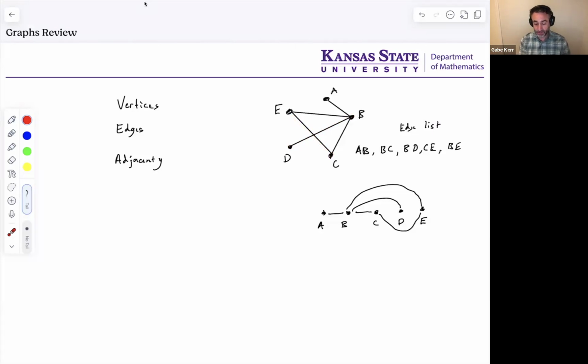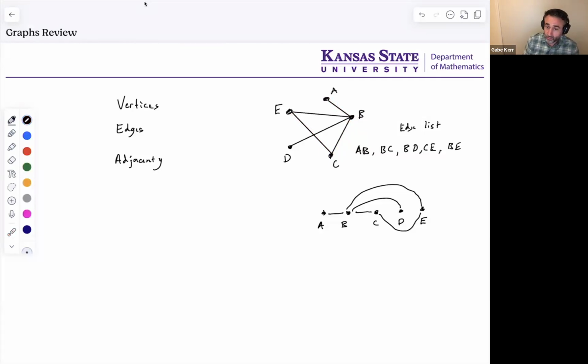You also talk about edges being adjacent. So for example, AB is adjacent to BC. These two edges are adjacent because they share a common vertex. On the other hand, AB and CE, they're not adjacent. They don't share any common vertex. So no dice. So there's this notion of adjacency. Those kinds of terms are used as well.